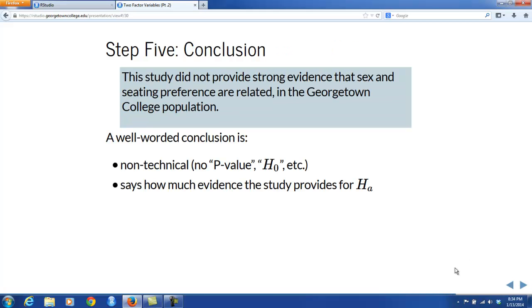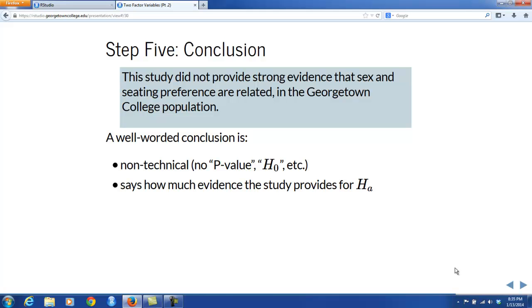Step 5 is to write out a conclusion. Well, this study did not provide really strong evidence that sex and seating preference are related in the Georgetown College population. After all, our results weren't all that unlikely if the null is true. We really didn't have enough evidence to reject the null.